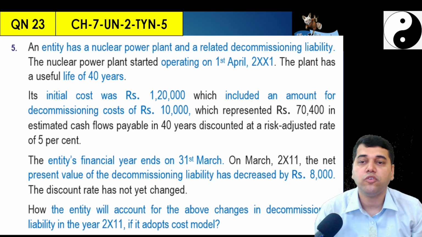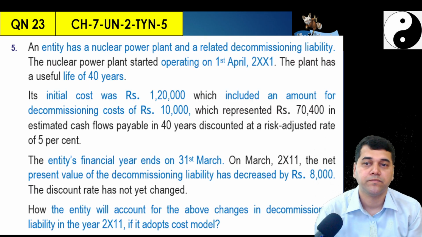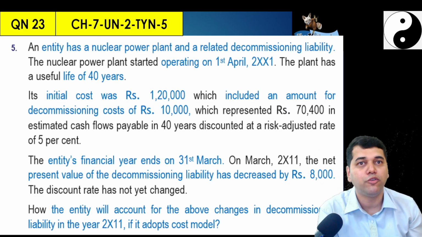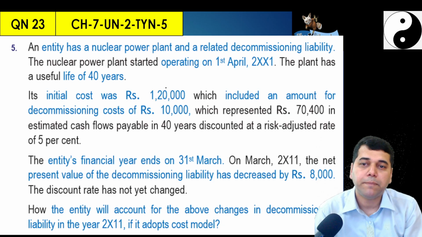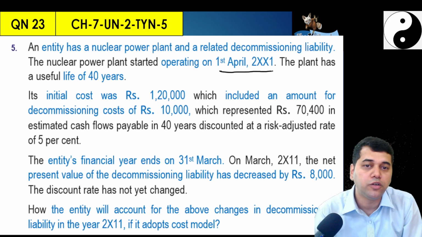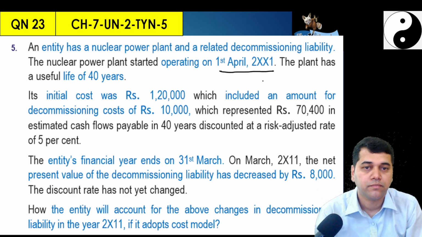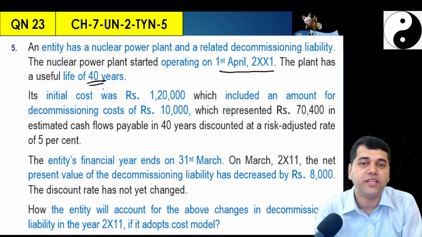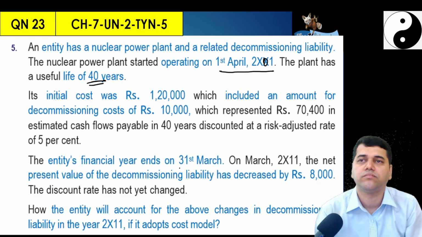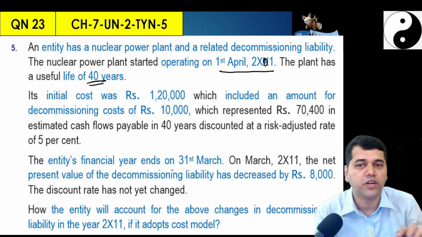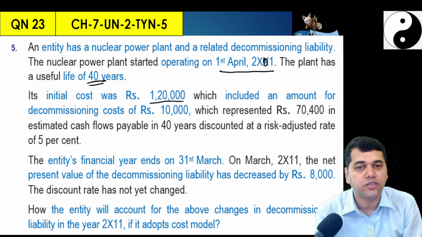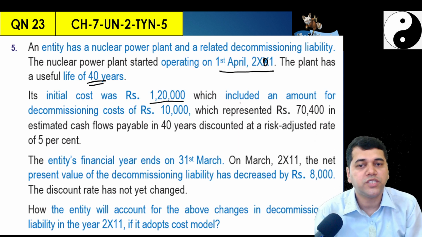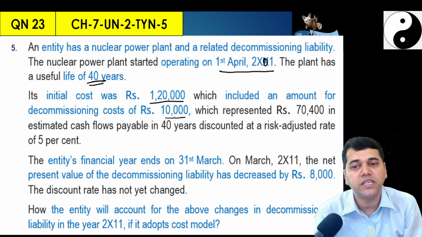Now, the entity has one nuclear power plant, understand? And a related decommissioning liability. Obviously, if you set up a nuclear power plant, you have to clean up. You can't leave it and go. The plant started operating from 1st of April 2001. The plant has a life of 40 years, so up to 2040 it is going to work. The initial cost was 1,20,000, which included an amount of decommissioning liability of 10,000.